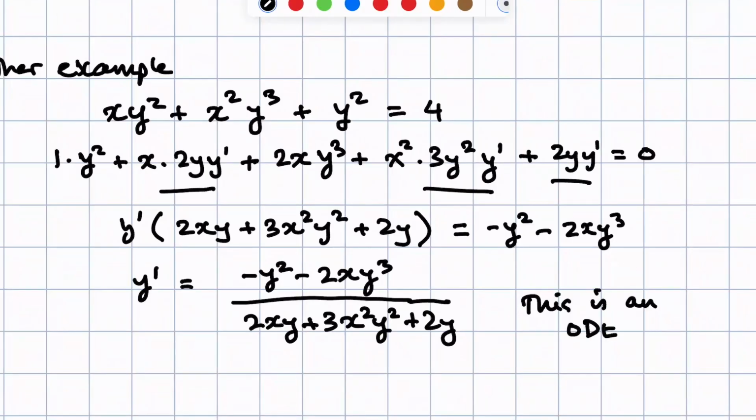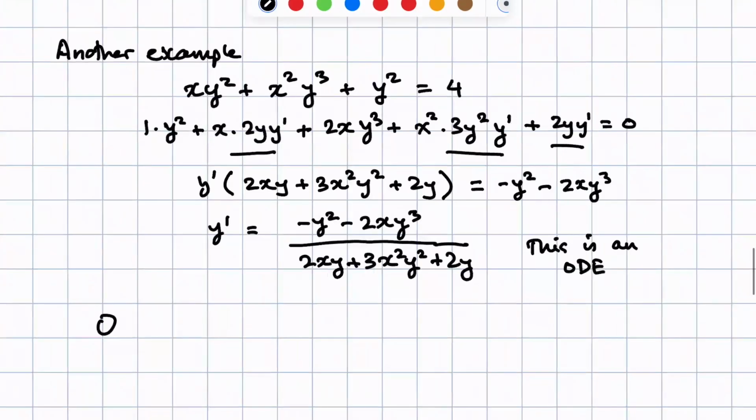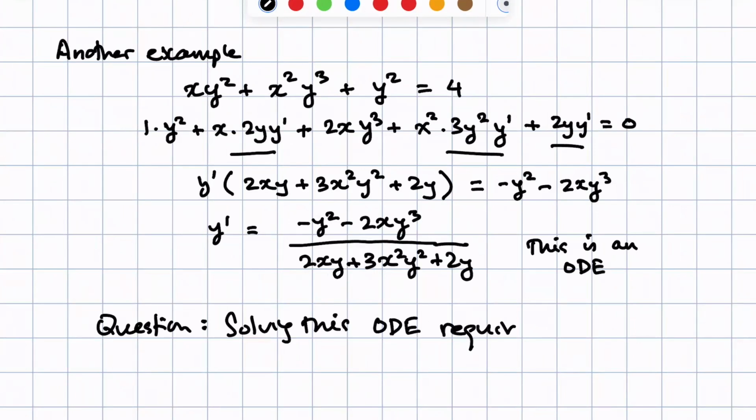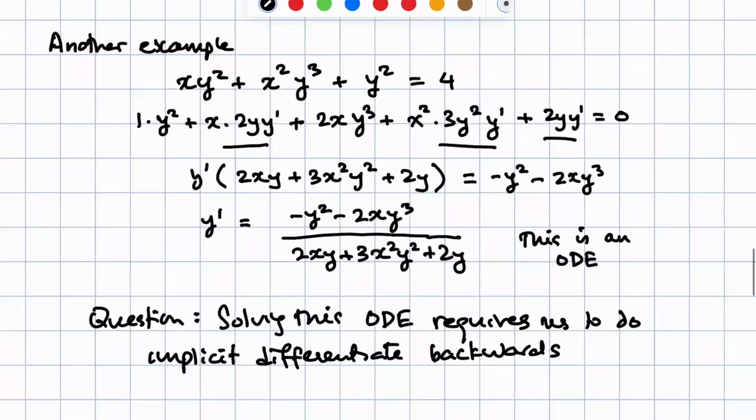an ordinary differential equation. And the question is, how do you actually go backwards and solve for the original problem again? So the question becomes, solving this ODE requires us to do implicit differentiation backwards. So how does one go about doing that?